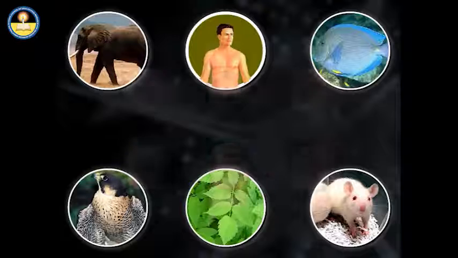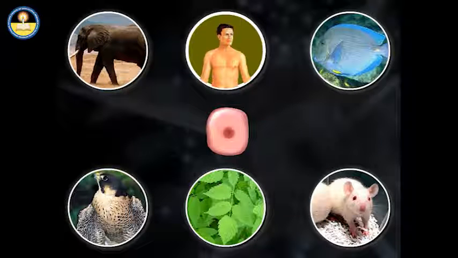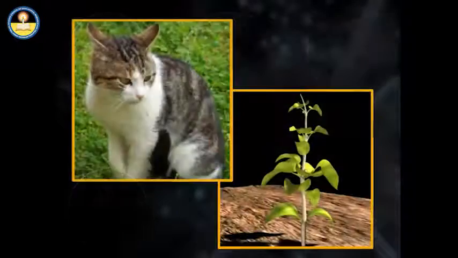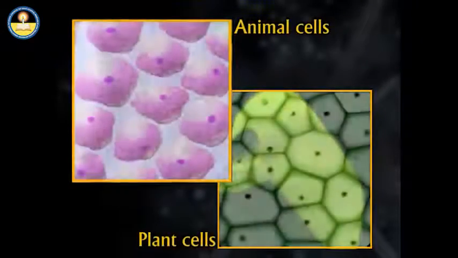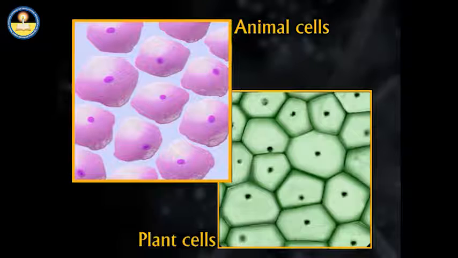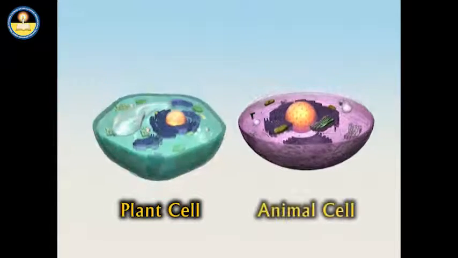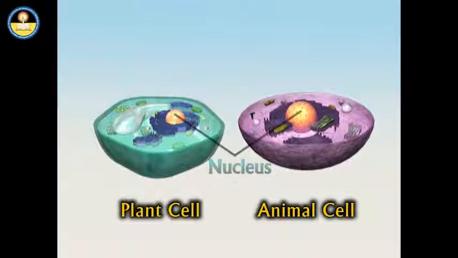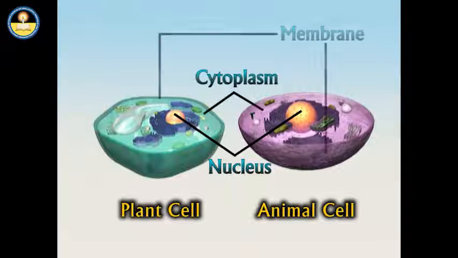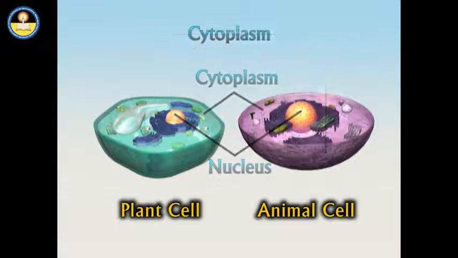Cells are the basic unit of all living things. All animals and plants are made of cells. These are plant cells and these are animal cells. Both the cells have three critical parts in common: the nucleus, the cytoplasm, and the membrane.